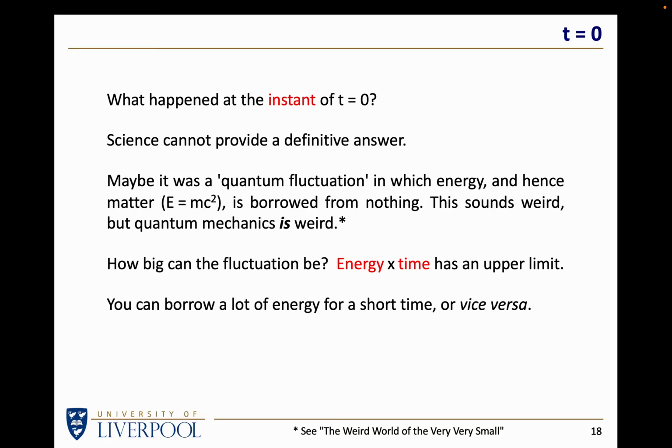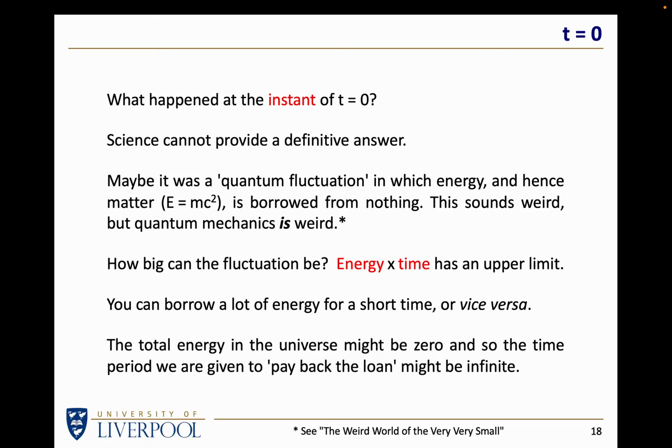So how much energy did we need to borrow from nothing in order to make a universe? Well, we don't know, but it's been estimated. If you look out into the universe, we see lots of stars and galaxies and matter out there. We can add up all of the matter energy that's out there, and we can add up all of the gravitational energy that's out there. All the matter energy is positive, all the gravitational energy is negative. When you add it all up, the answer seems to be roughly nothing.